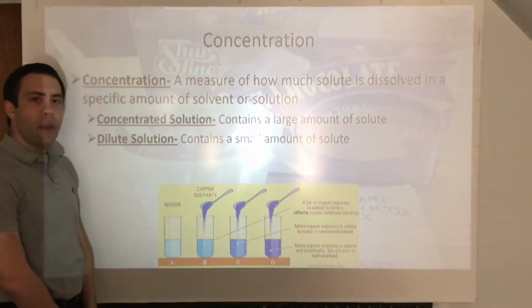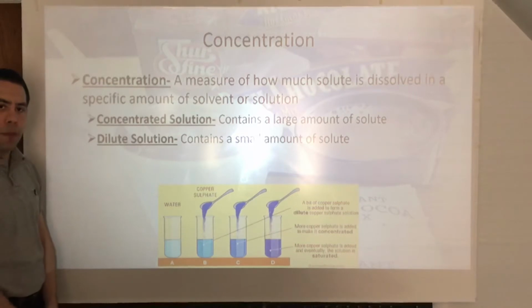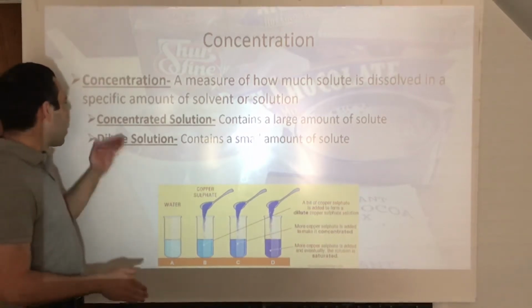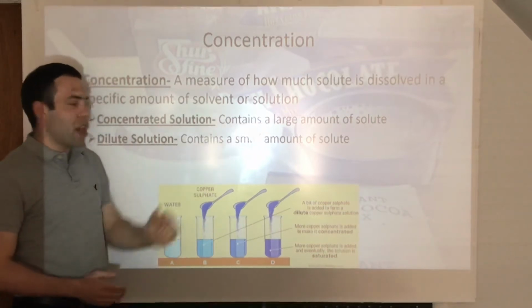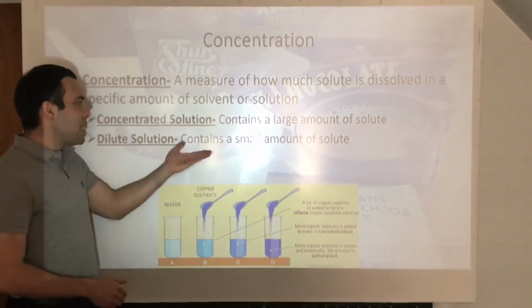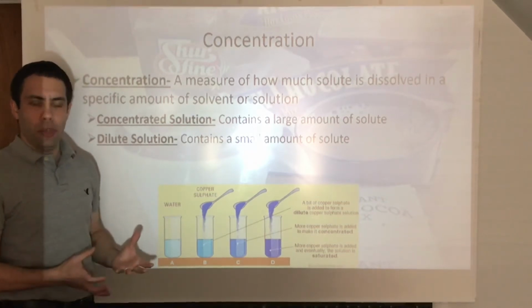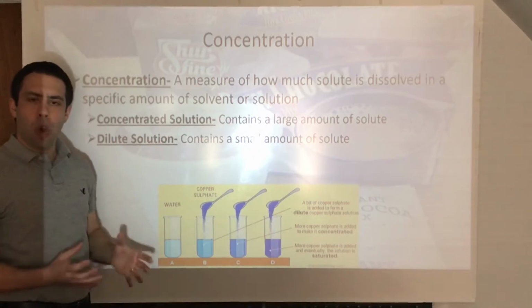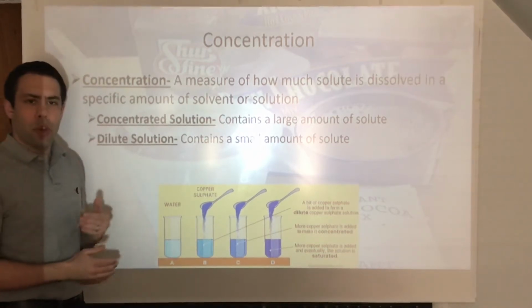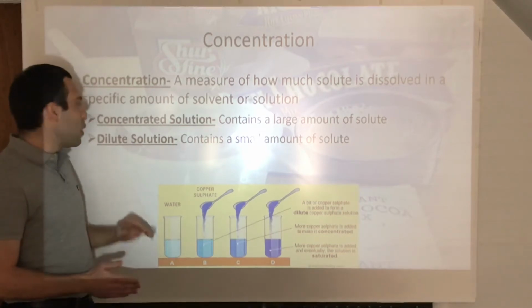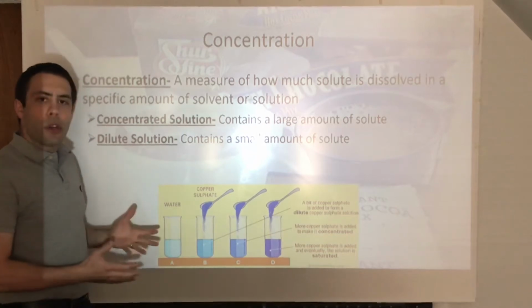Concentration is a measure of how much solute is dissolved in a specific amount of solvent or solution. We could talk about a solution being either concentrated or dilute. If it is concentrated, it contains a large amount of solute, versus dilute contains a small amount of solute. For example, if you had a glass of orange juice and you thought it was too strong or too acidic, that's because it's too concentrated for your taste. What you could do is add more water, dilute that orange juice, make it a weaker solution, a more dilute solution.